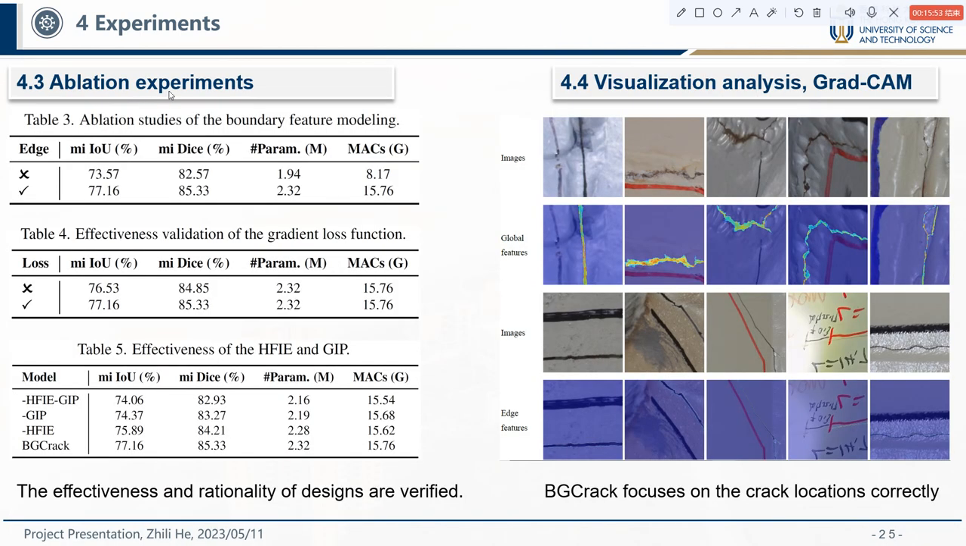Okay, then is the ablation experiments. It includes ablation studies of the boundary, feature modeling, effective validation of the gradient loss function, and effectiveness of the HFIE and the GIP. We all know that by these ablation experiments, the effectiveness and the rationality of the designs are verified.